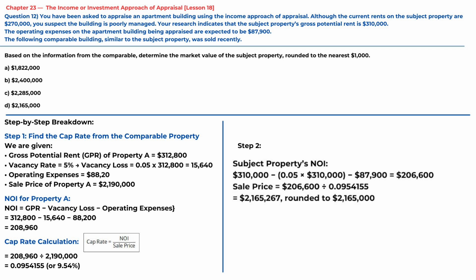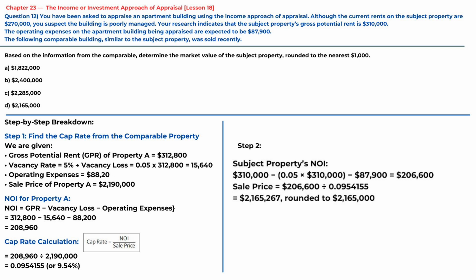Net operating income for property A. Net operating income equals GPR minus vacancy loss minus operating expenses. That equals 312,800 minus 15,640 minus 88,200, which equals 208,960. Cap rate calculation. Cap rate equals NOI divided by sale price, which equals 208,960 divided by 2,190,000, which equals 0.095455, or 9.54%.